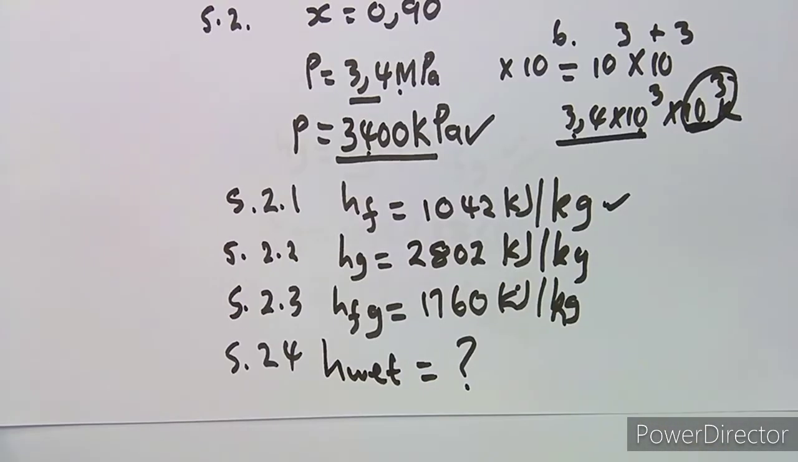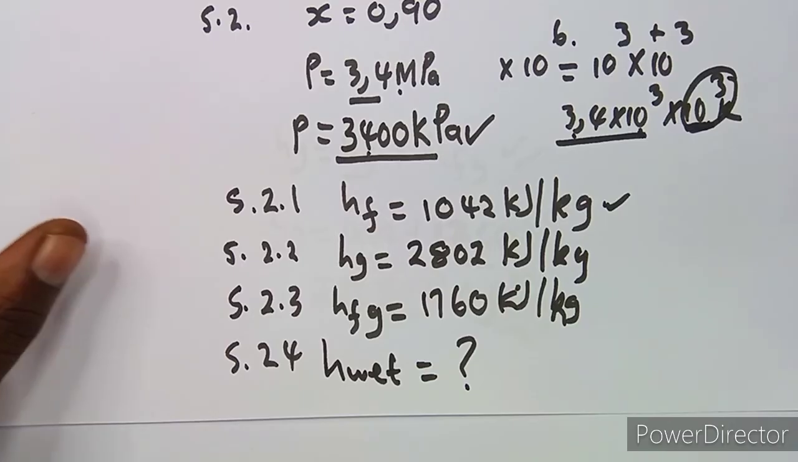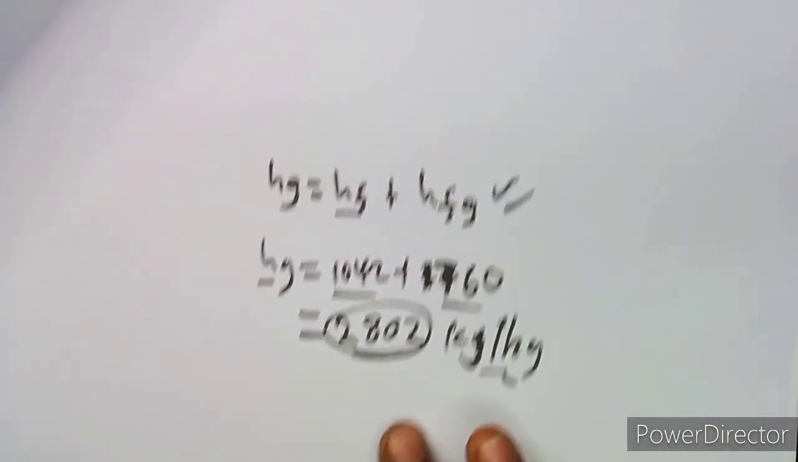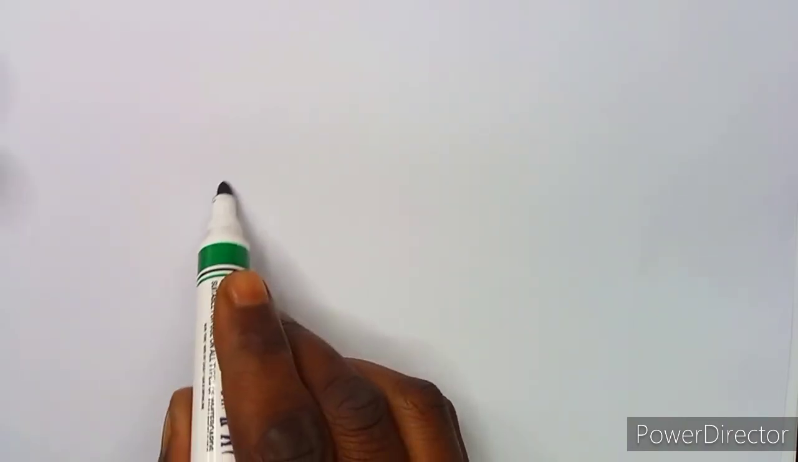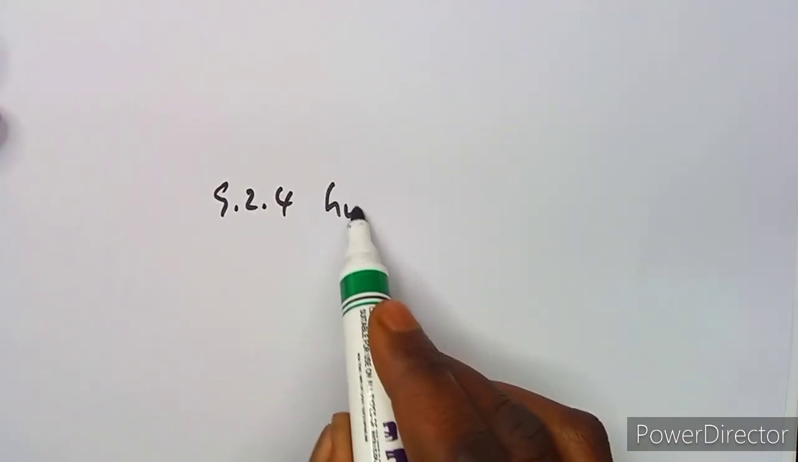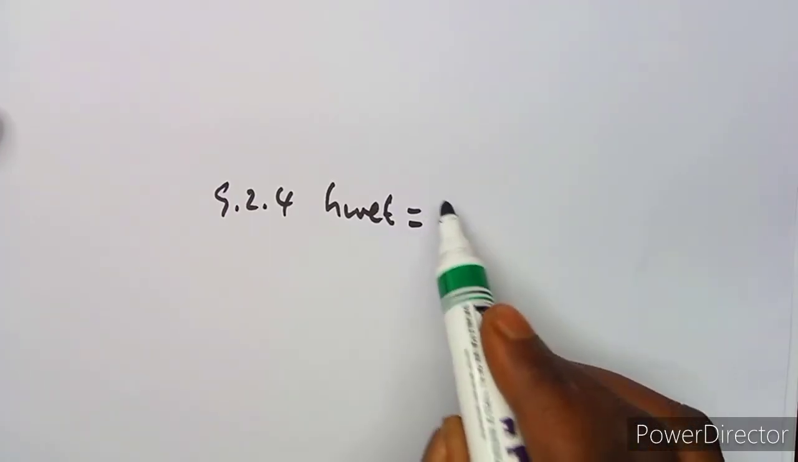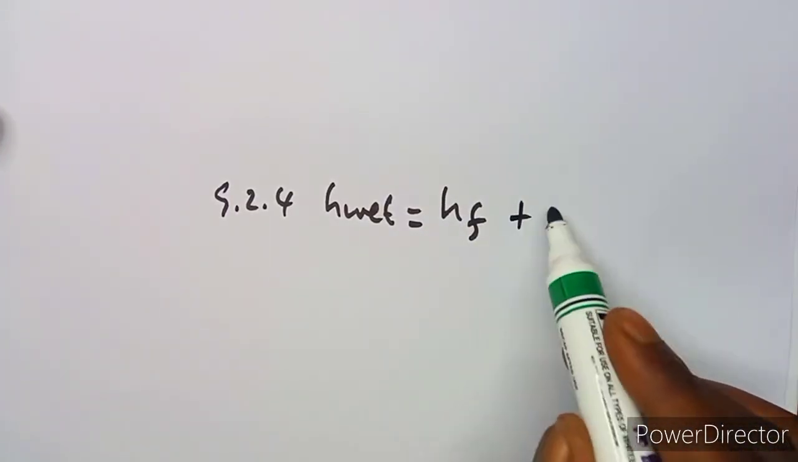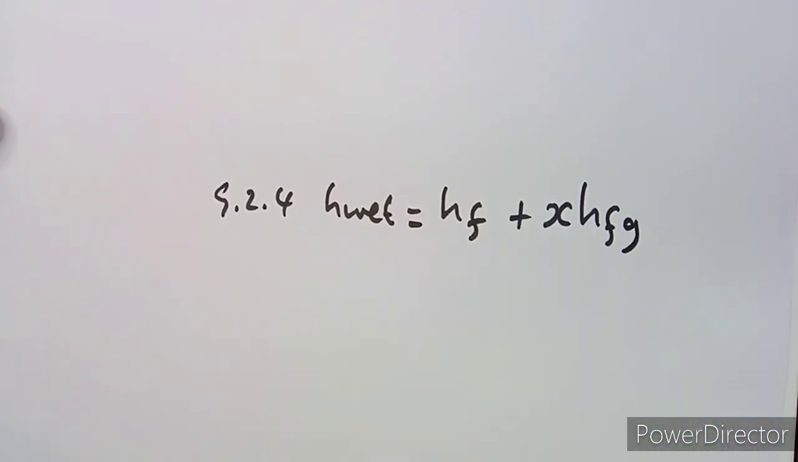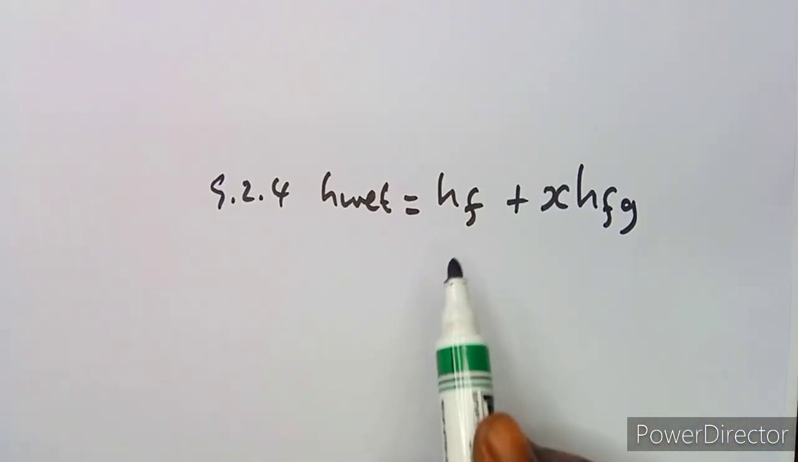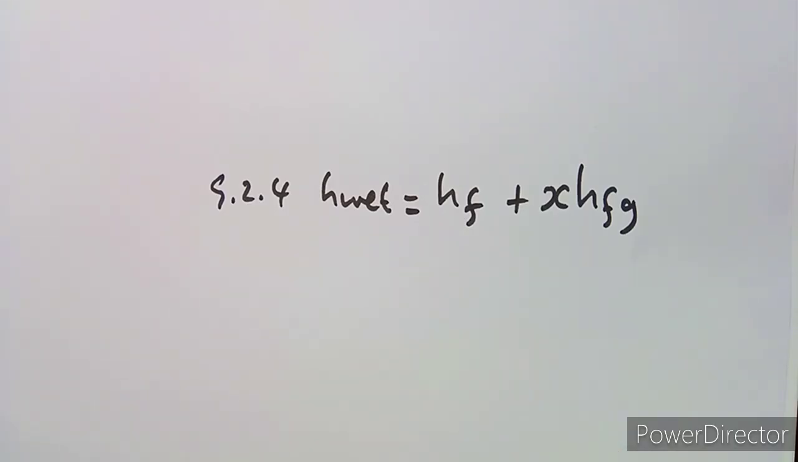So what am I going to do? I'm going to use this formula, because we know that H wet involves the dryness factor that we are given. So 5.24 is H wet, which is given by the formula HF plus X HFG. This is the formula that you're going to take: the enthalpy at saturated liquid, plus the enthalpy of evaporation with the dryness factor.